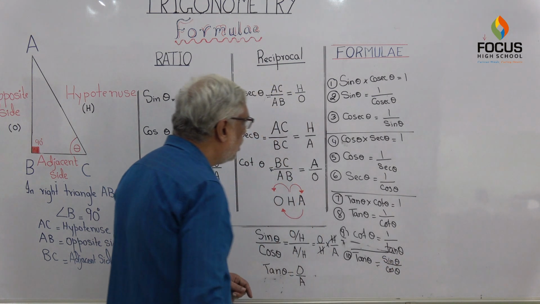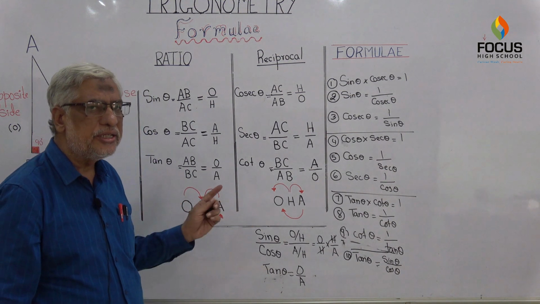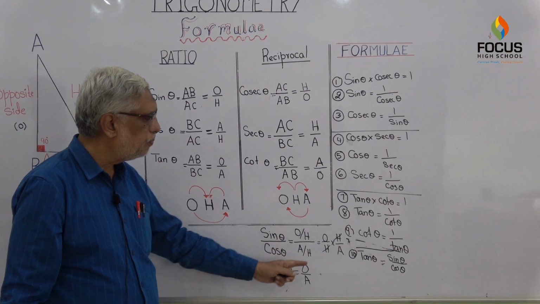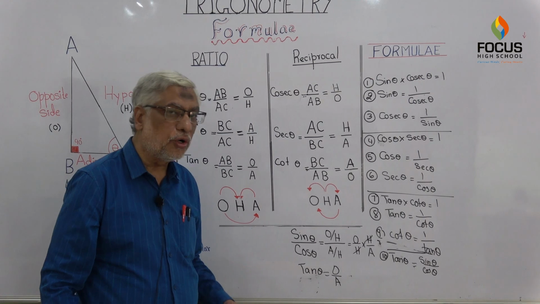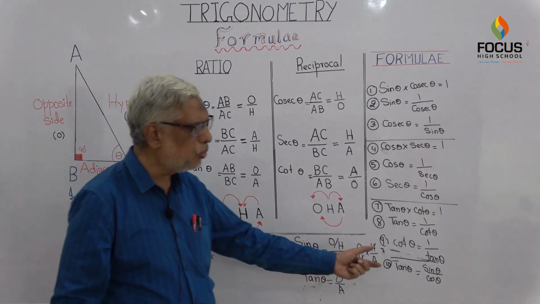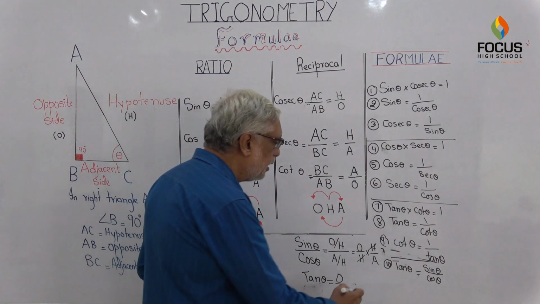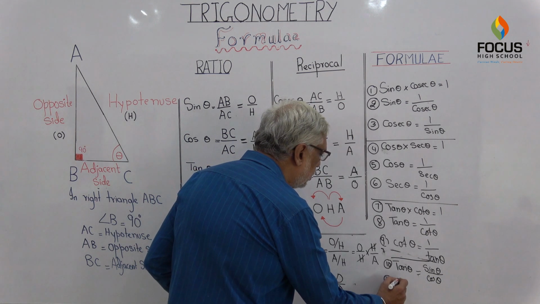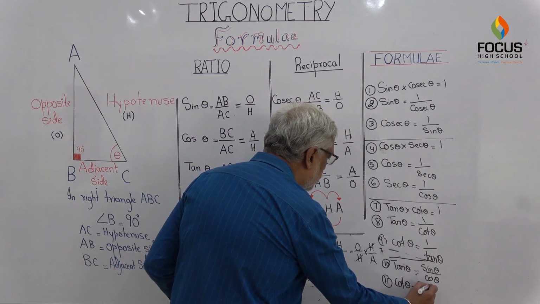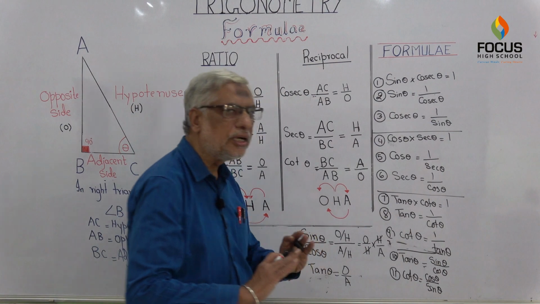Okay. What is the relation between tan and cot? One is the reciprocal of the other. So, if tan is equal to sine by cos, what should cot be equal to? Cot should be the reciprocal. It should be cos by sine. That is it. 11th formula: cot theta is cos theta by sin theta. Done. 11 formulas are done.